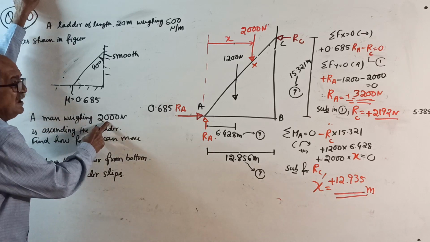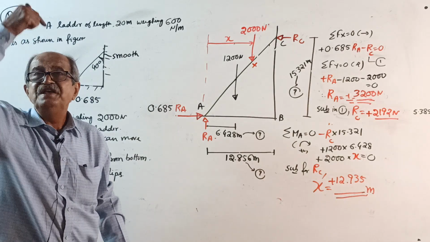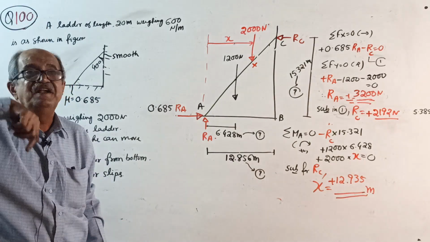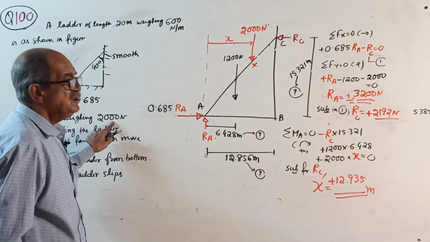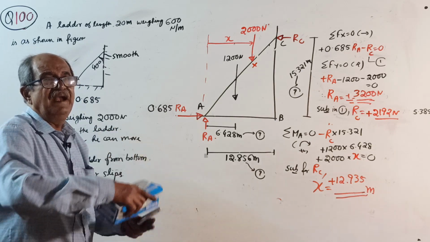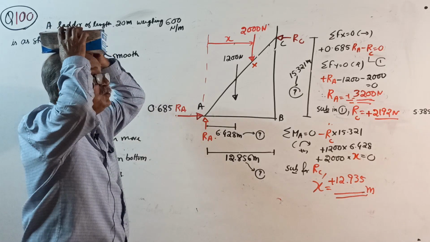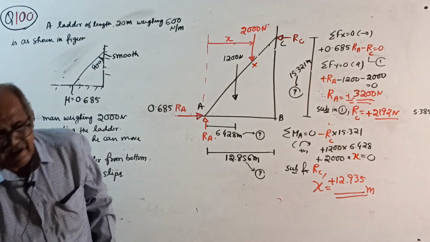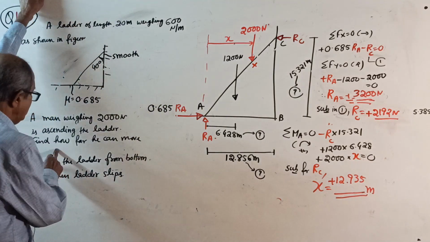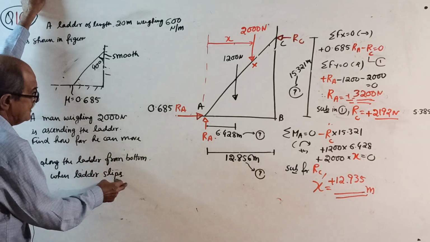A man weighing 120 kg, with a weight of 800 kg on his head. So somebody is going there, his weight is 1200 Newton, and over his head there is a weight of 800 Newton. So together the weight becomes 2000. Now, happy? He is ascending the ladder. Find how far he can move along the ladder from the bottom when the ladder slips.